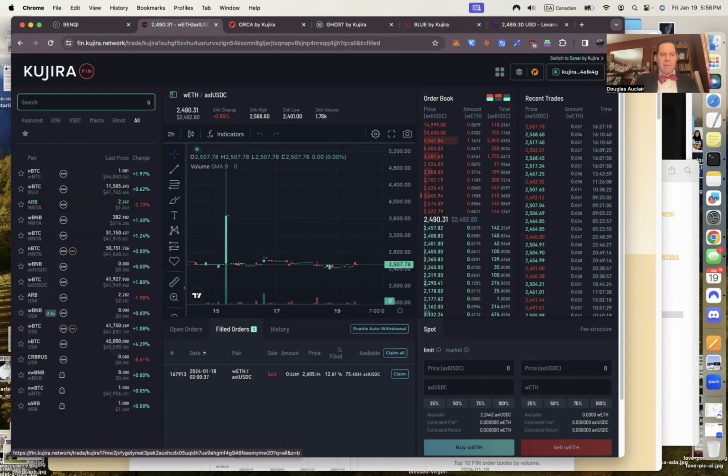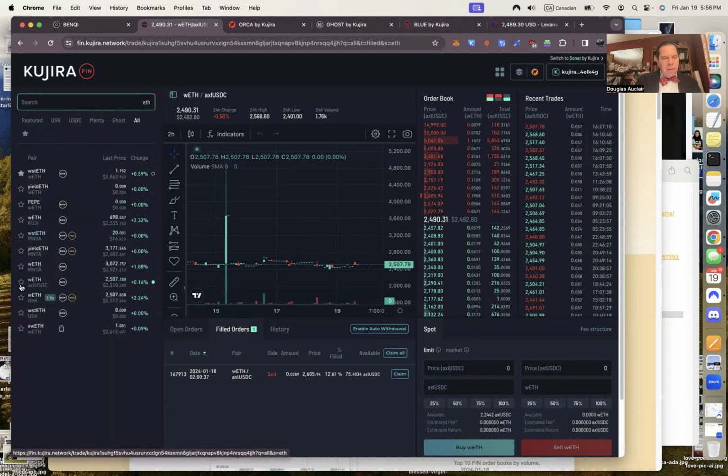So if we look back at Ethereum, I see the price for Ethereum here is 2,521 for Manta, 2,510 for Axelar USDC, and 2,512 for USK. So today's price, the best trade if I were selling Ethereum would be to trade it to Manta, because you want to sell at the highest price.